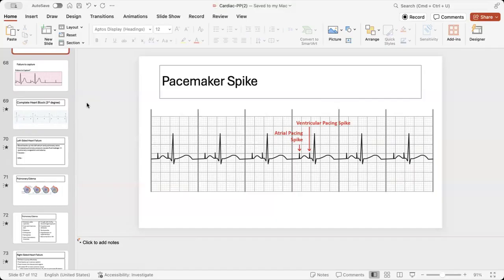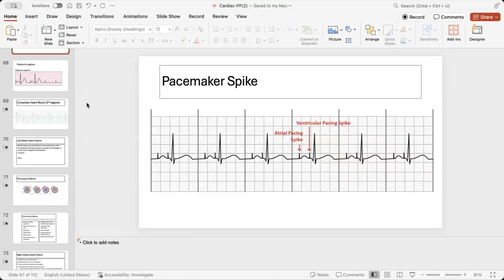It's giving a stimulus, right? So you can see that pacemaker spike, an atrial pacing spike. It's going to give that heart a little jolt, and then what should happen? Either way, the atrium, now we know the atria is contracting.